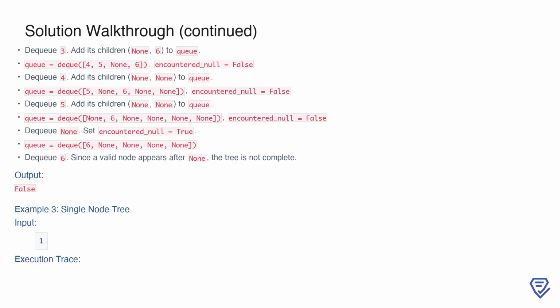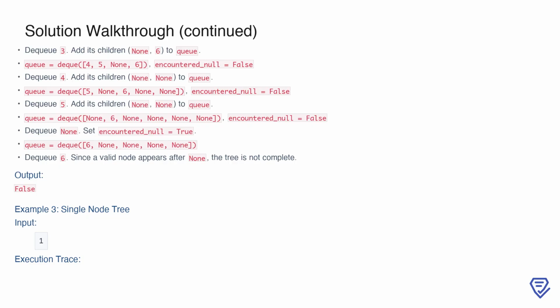Next, we process node 3, adding its children, none and 6, to the queue. Here, we introduce a none into the queue but haven't yet dequeued it, so the encountered_null flag is still false. Dequeuing node 4, we add its none children to the queue, which is expected for a complete binary tree. Similarly, node 5 is processed, and its none children are added to the queue.